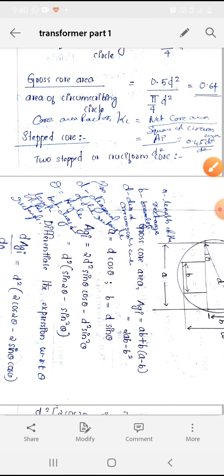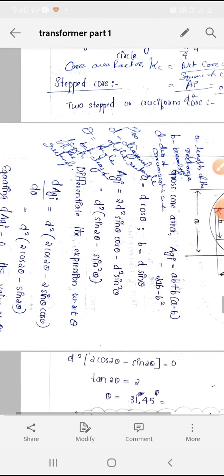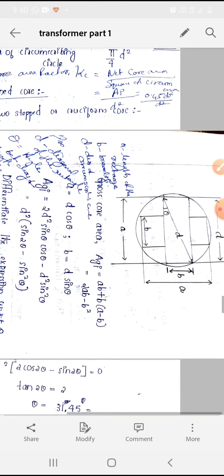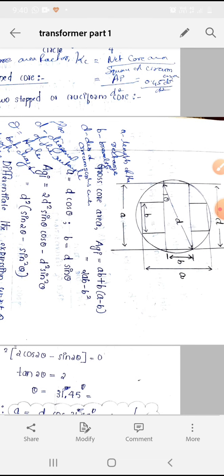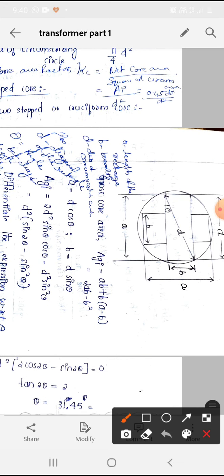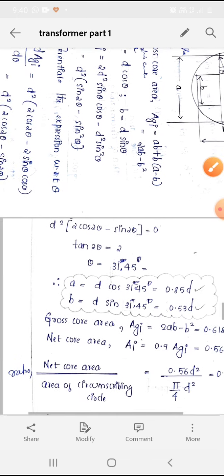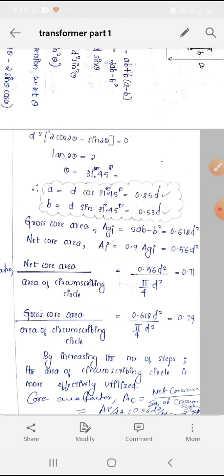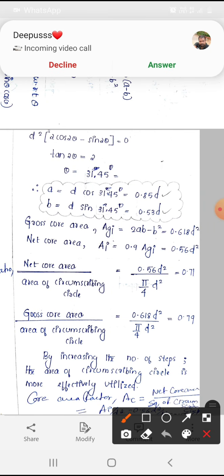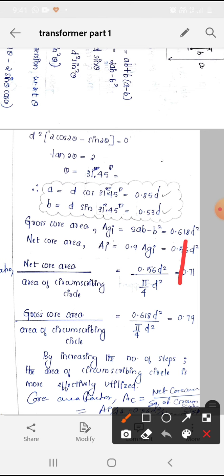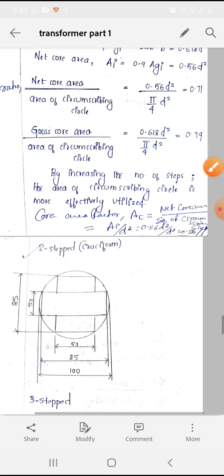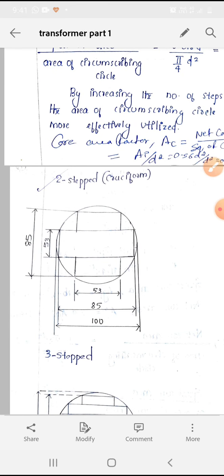And in the case of two-stepped cores, this derivation is simple. It's not that lengthy a derivation. Agi is equal to A into B, that is, AB plus B into A minus B. And what is this A? A is equal to d cos theta and B is equal to d sin theta. So substituting that, we will get this relation, and you need to know this Agi and Ai value. Okay, so this is the figure of two-stepped or cruciform.